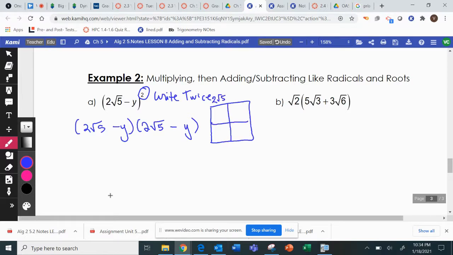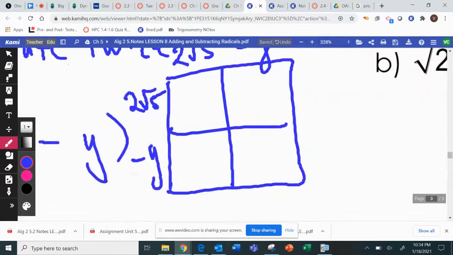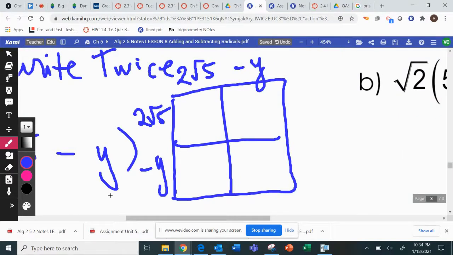2 square root 5 minus y, 2 square root 5 minus y. Since I'm doing this and I didn't have a lot of space, I'm going to zoom in big time so I have enough space to write. Okay, when I multiply 2 times 2 and square root of 5 times square root of 5, I get 4 times square root of 5 times square root of 5 is 5. So I get 20 for that spot.